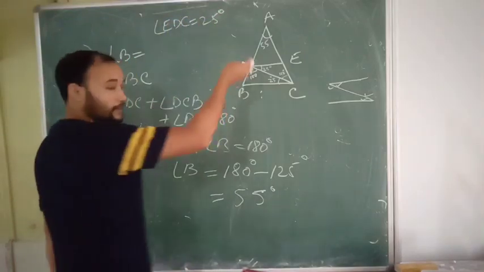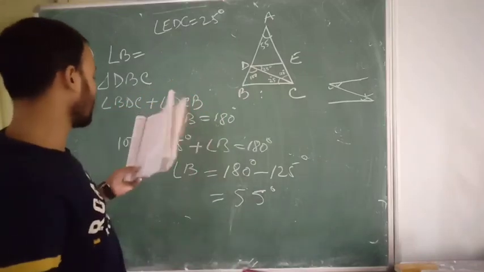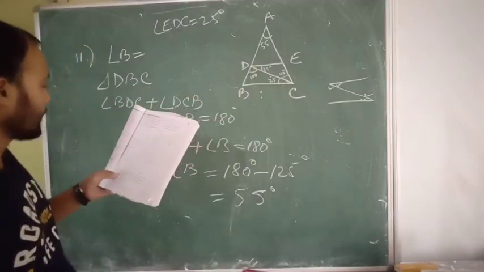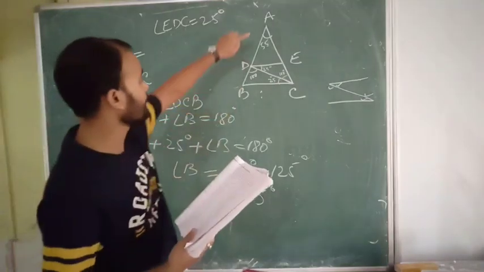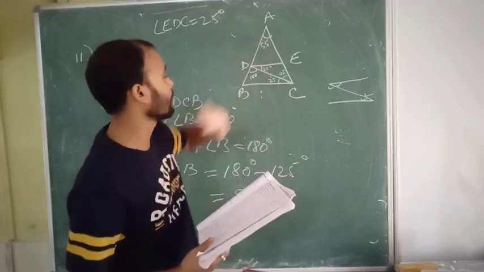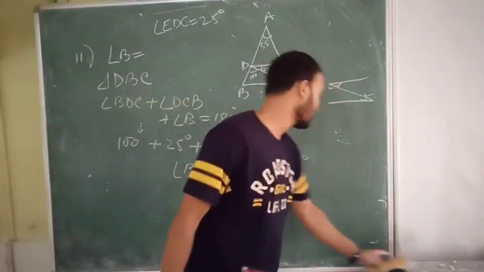I told you the diagram may be complicated, but it is very easy. It can be found very easily. Now see question number 3, angle ADE. What I will do is I will draw this.